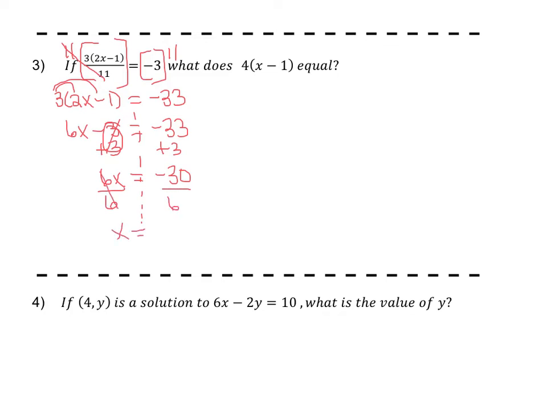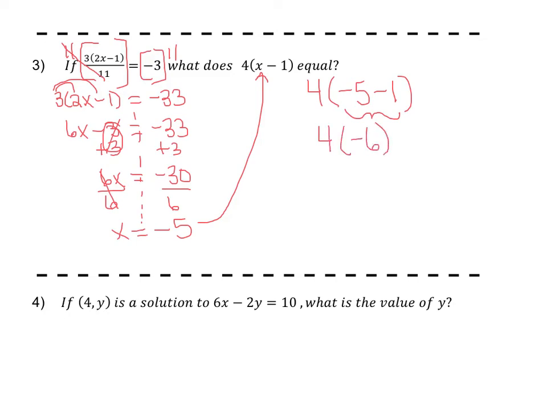So x is equal to negative 5. Since x equals negative 5, we're going to plug that in right here. So we've got 4 times (x, which is negative 5, minus 1). We're going to do what's in parentheses first. So we have 4 times negative 6, and 4 times negative 6 is equal to negative 24. So that is what 4 times (x minus 1) equals.